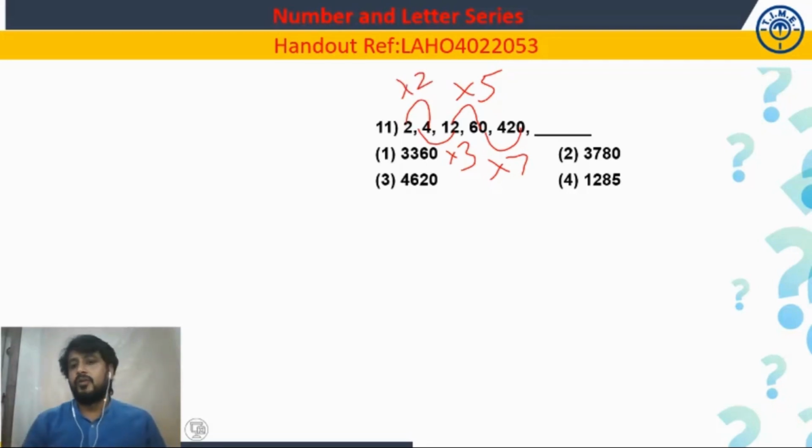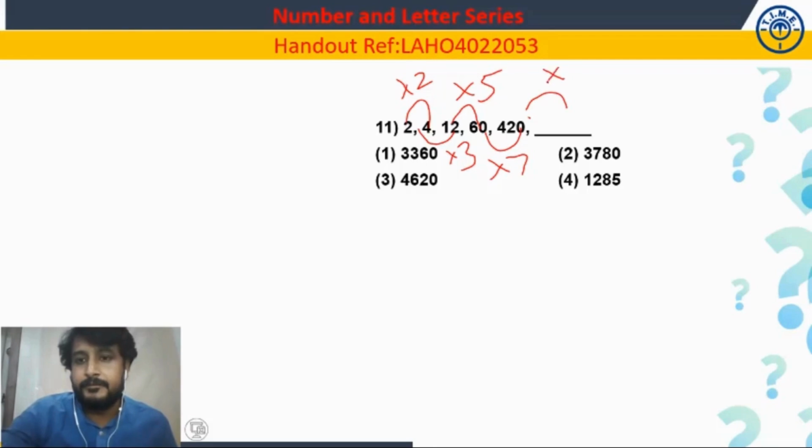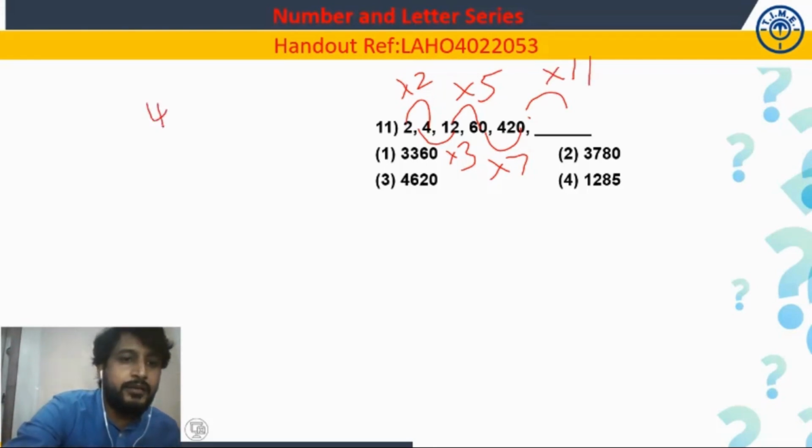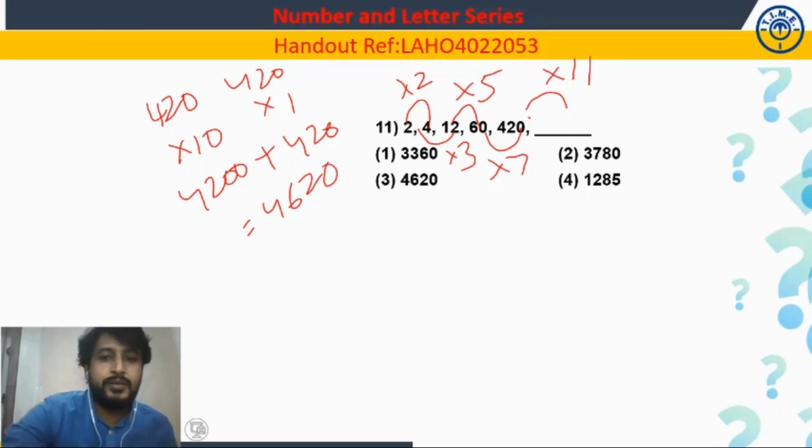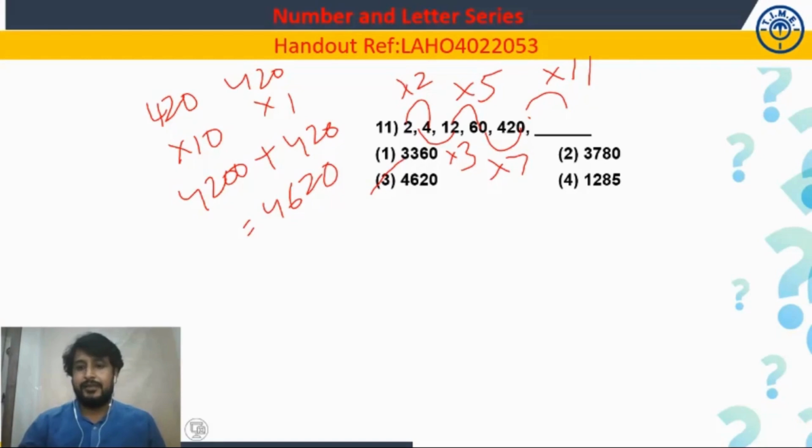Now observe the pattern. Into 2, into 3, into 5, into 7. What are these numbers? 2, 3, 5, 7. Yes, again consecutive prime numbers. Next will be 11. So 420 into 11. How to calculate it? 420 multiplied 10 times and 420 one more time. 420 into 10 is 4200, plus 420 into 1, 420. Altogether 4620. Choice 3. The logic is into 2, 3, 5, 7 consecutive prime numbers. After 7, 11 is the prime number.